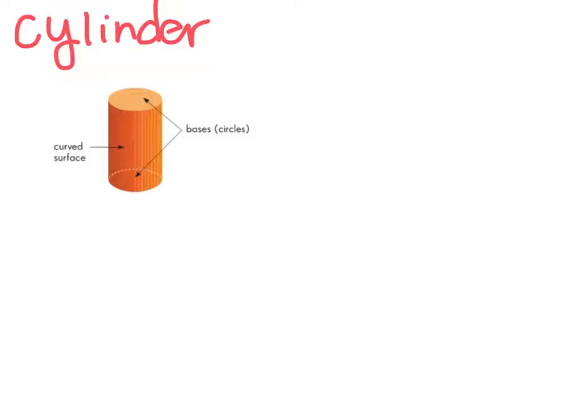A cylinder does have one curved surface. However, a prism and a pyramid do not have any curved surfaces. That's the major difference between these two 3D shapes.